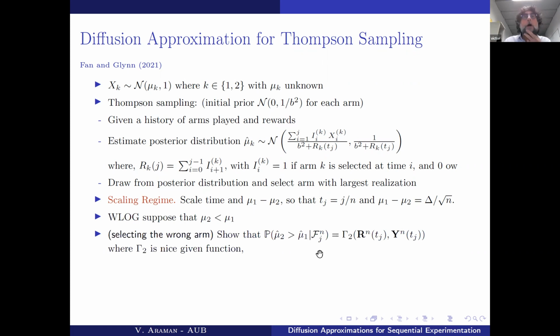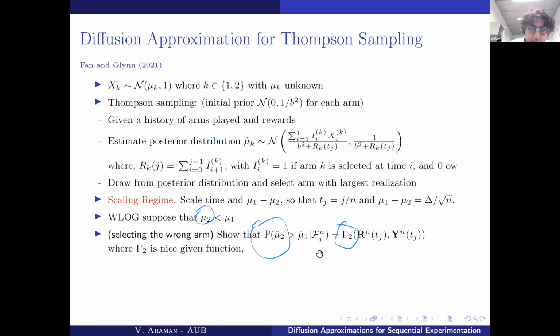Okay, so for example, suppose that mu2 is smaller than mu1. This is, of course, without loss of generality. Then what's the probability you're going to select the wrong arm? That's the probability that mu hat 2 is larger than mu hat 1, given the filtration or the history up to this time. And so their approach is they can write this probability. It's not very hard, but they write it in a nice way. They write it in this form, gamma 2 of two processes.